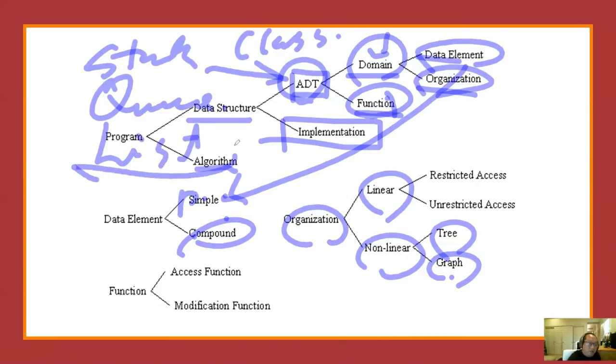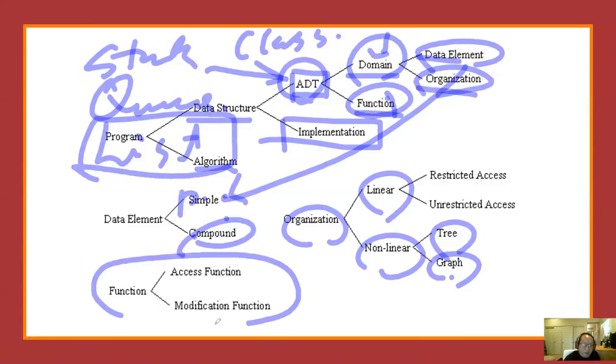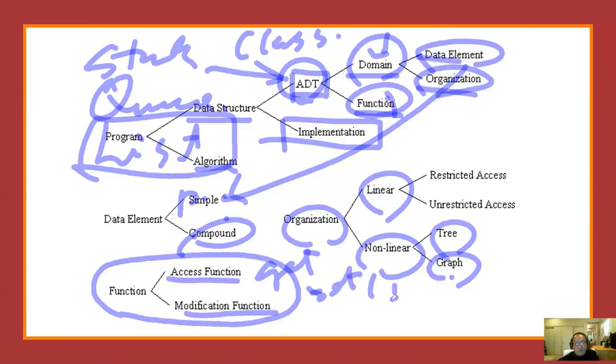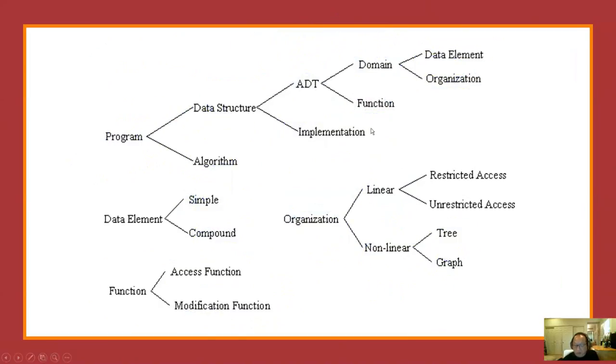So right here in Python, we have the list and dictionary. And for function, you have the accessor and mutator, get and set, right? So if we look at this chart, it's something like this. That's the data structure we talk about.